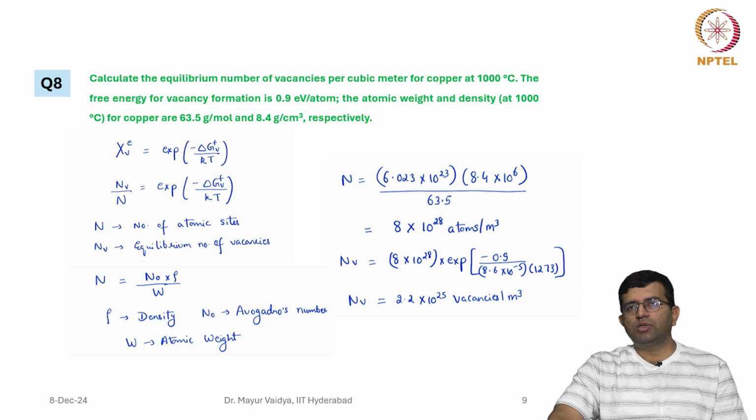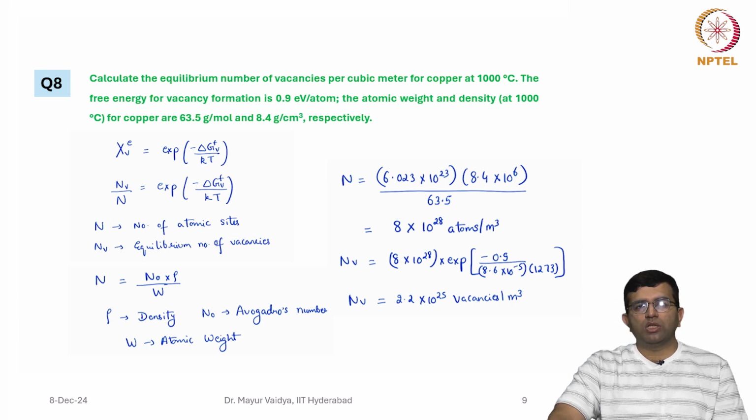This is gram per mole. Since both numerator and denominator have gram, I don't need to convert gram, but centimeter cube has to be converted to meter cube. So, this gives you 8 into 10 to the power 28 atoms per meter cube.